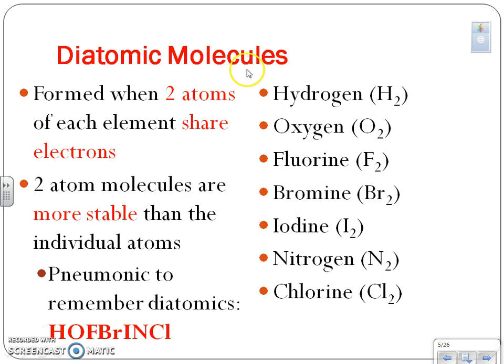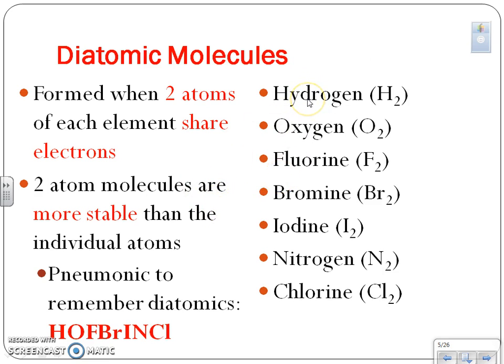Diatomic molecules are di, meaning two atoms that have a covalent bond. So there are different diatomic molecules. Here are all of your diatomic molecules, and what that means is that in nature you'll never just have a single hydrogen atom or a single oxygen atom. They'll always be in pairs. Now, why is that? These 2 atoms together are more stable than the individual atoms.